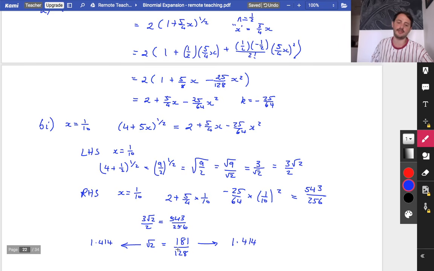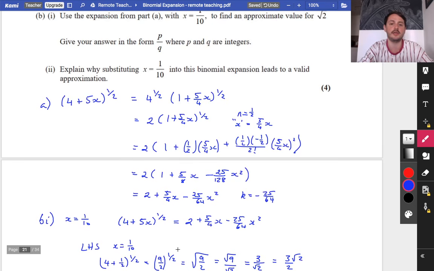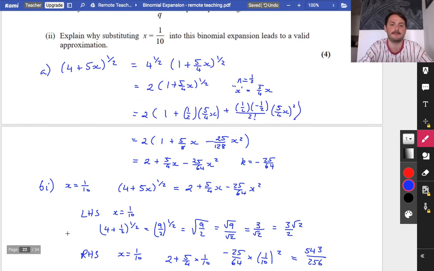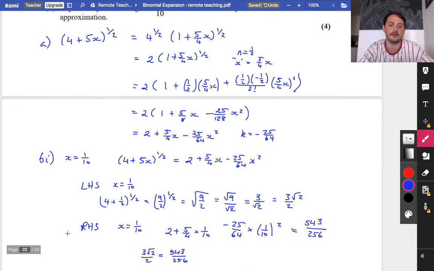We can see that everything is correct that we've done here. They are approximately correct. So what have we got here? P and Q are integers. So this was our answer. P is 181. Q is 128. And then part 2 of the question says, why is this valid? Why is this a valid approximation?